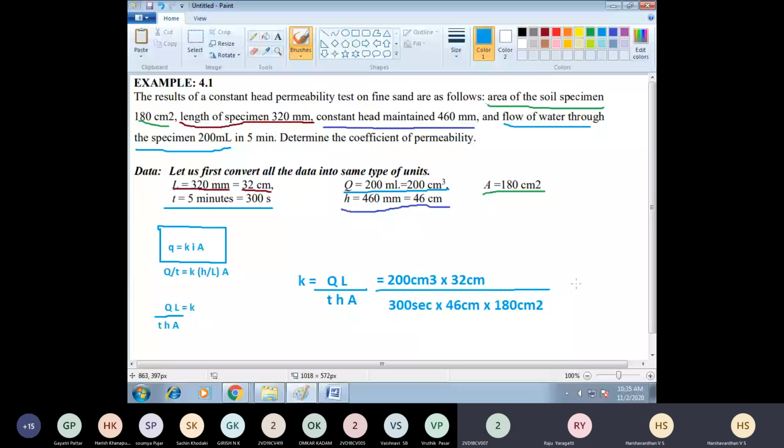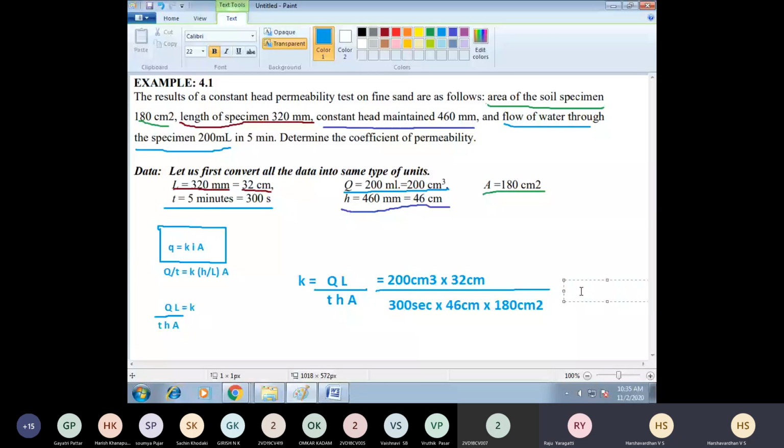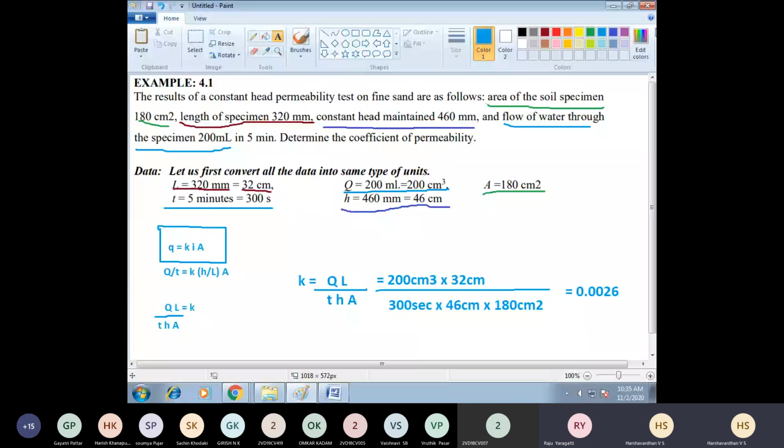0.0026. Yes, sir. Unit? Centimeter per second. This is centimeter, so centimeter per second. Centimeter square will get cancelled with centimeter cube. Centimeter remains in the numerator, second remains in the denominator. So the unit will be centimeter per second.